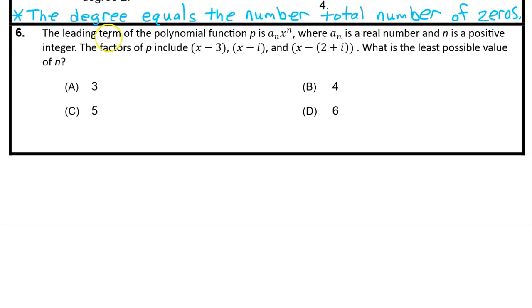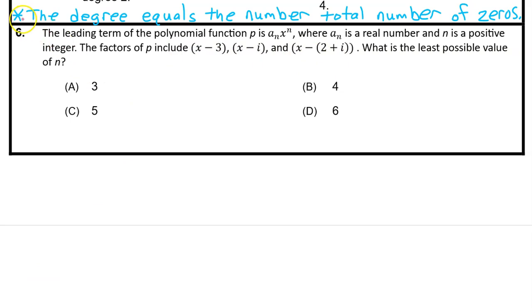Number 6. The leading term of a polynomial function p is an times x to the n power, where an is a real number and n is a positive integer. The factors of p include x minus 3, x minus i, and x minus 2 plus i. What is the least possible value of n? Alright, n is the degree. So they're basically asking us what is the least possible degree we can have with this information.